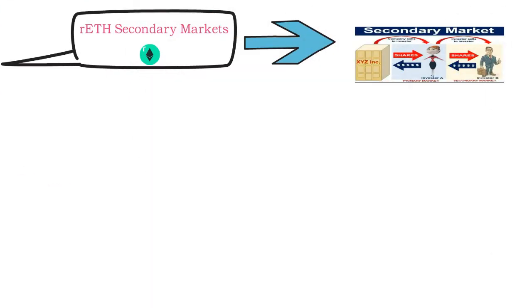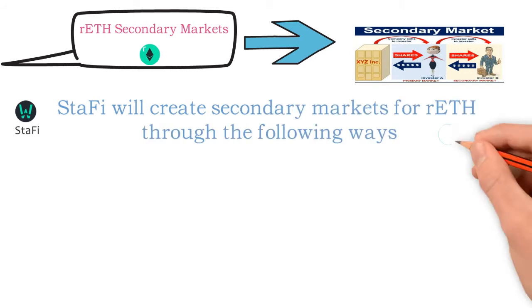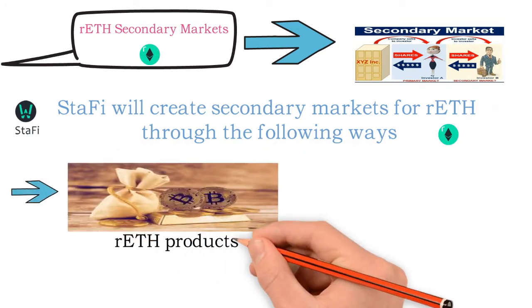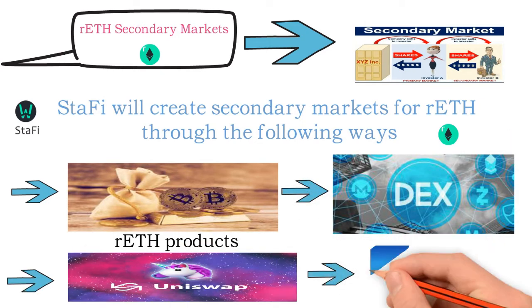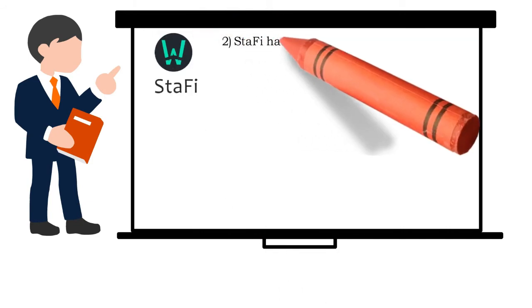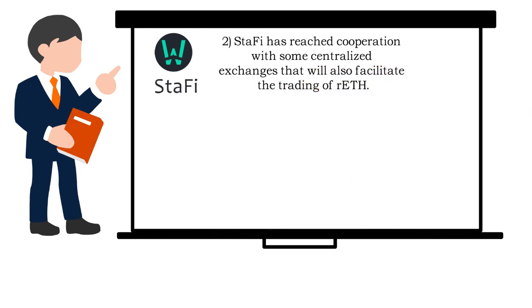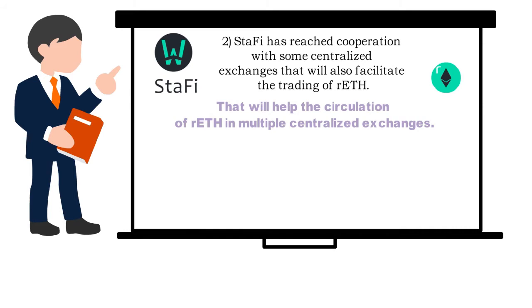rETH secondary markets. Stafi will create secondary markets for rETH through the following ways. 1. When rETH products were launched, Stafi established rETH/ETH trading pairs on DEX, such as Uniswap and Balancer, and also incentivized liquidity providers through FIS rewards. 2. Stafi has reached cooperation with some centralized exchanges that will also facilitate the trading of rETH. That will help the circulation of rETH in multiple centralized exchanges.